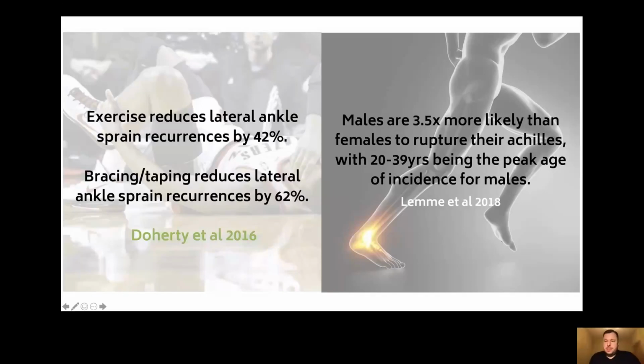Males are 3.5 times more likely than females to rupture their Achilles tendons, with 39 years being the peak age of incidence for males.